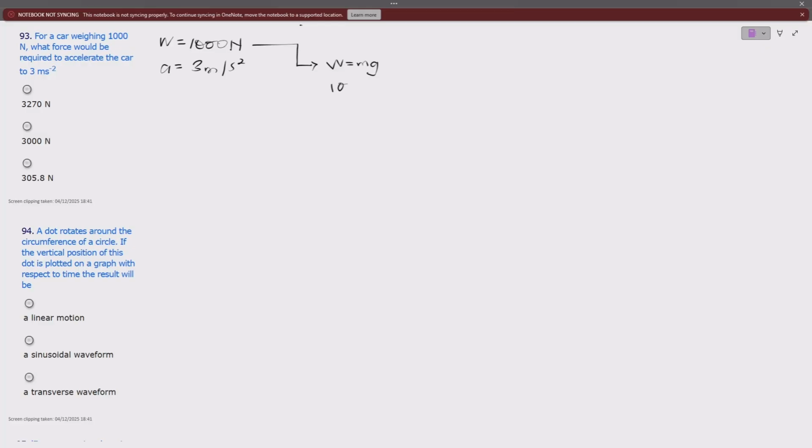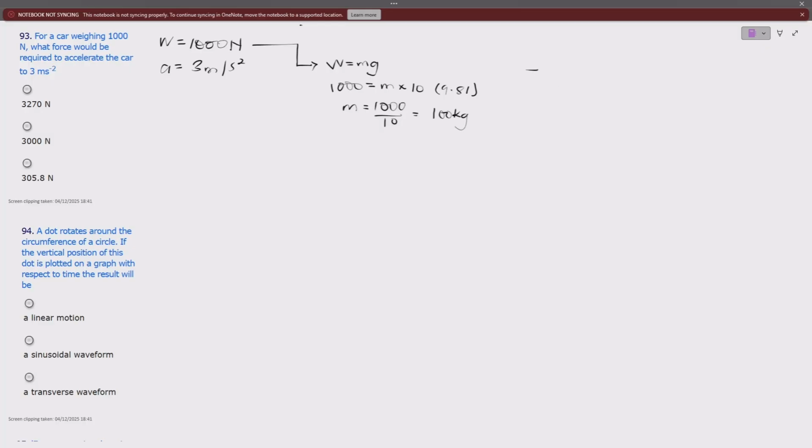So 1000 equals the mass times 10. Okay. Normally, they're going to use 9.81, but for the purpose of our calculations, we need to have some estimation. So we're going to use 10. So the mass is going to be 1000 divided by 10. That will give you 100 kilogram.